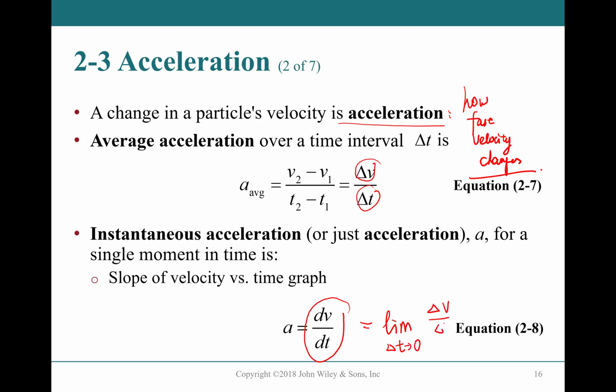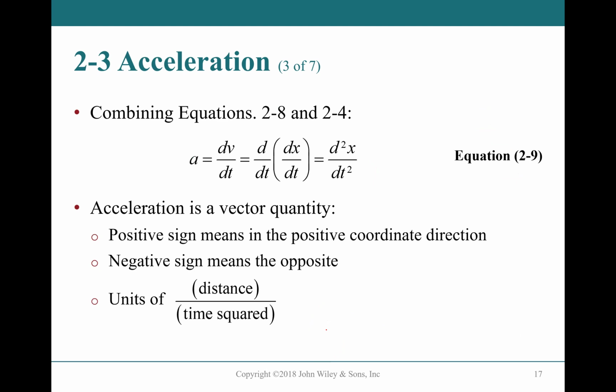Delta V over delta T, okay? So the limit of delta V over delta T as delta T goes to 0 will give you the acceleration at a given moment. And then dv over dt, you are going to get your acceleration. And then you are going to see this acceleration is the double derivative of your position with respect to t.